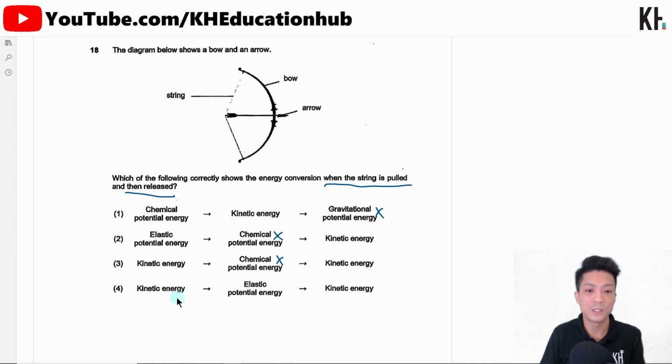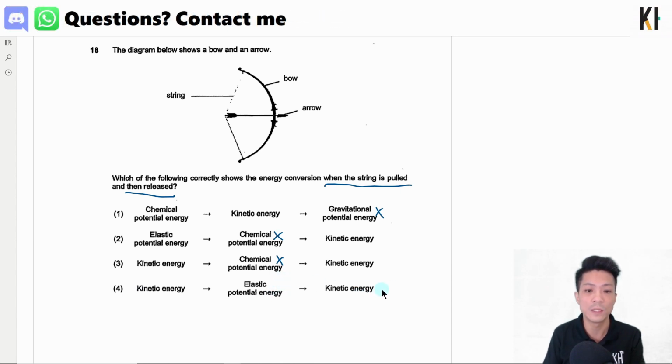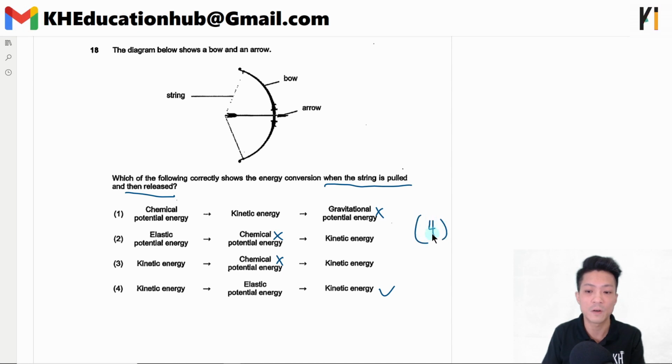Okay, the kinetic energy provided by the person will be converted into the elastic potential energy of the stretched string. Okay, and then when it is released, it will be converted into kinetic energy of the arrow. So the answer should be number 4.